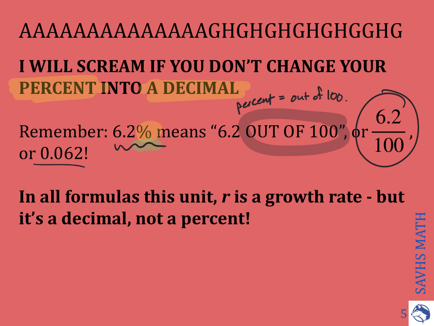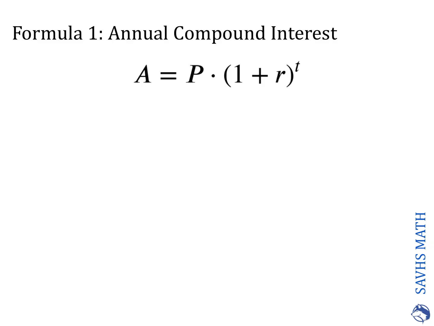Okay. In all of these formulas, R is going to be a growth rate, and we're going to use the decimal, which is this kind, not the one that has the percent symbol. So just be careful and pay attention to that fact. Now what I want to do is go through each of these formulas and talk about what each of the letters means so that you know what I'm talking about when I start doing some problems. And then I want to compare how these all kind of work similarly, but they're a little different at the same time. The first thing you need to know is P.